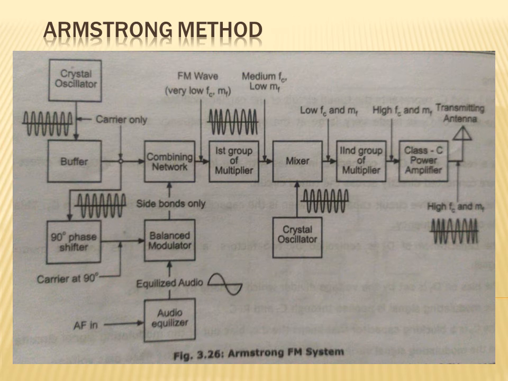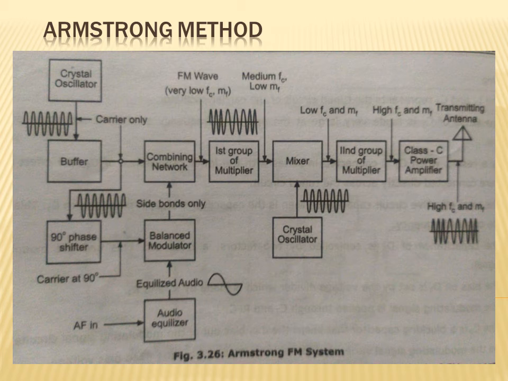the balance modulator. This balance modulator has two inputs. First one is the phase shifted signal and second one is the modulating signal. By using these two signals, the balance modulator generates the sideband signal. These sideband signals are given to the combining network. This combining network combines the sideband and carrier signal and generates the FM signal.